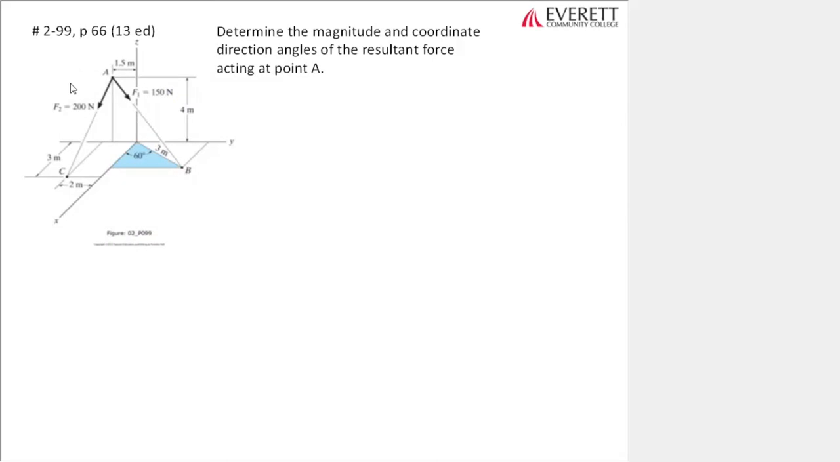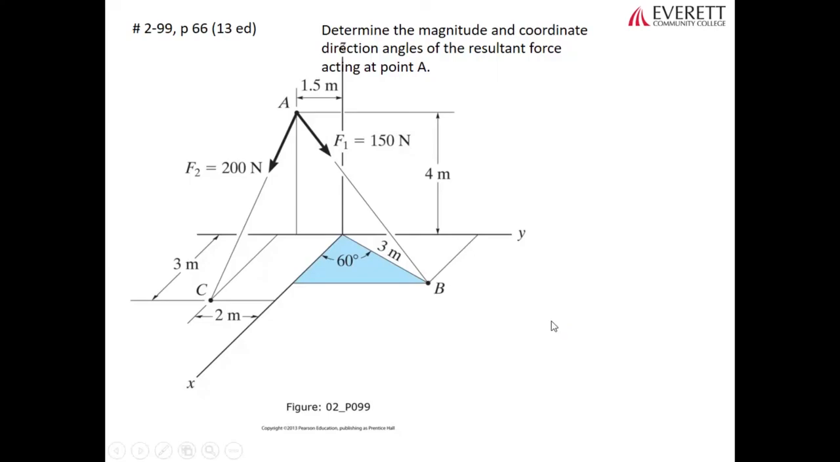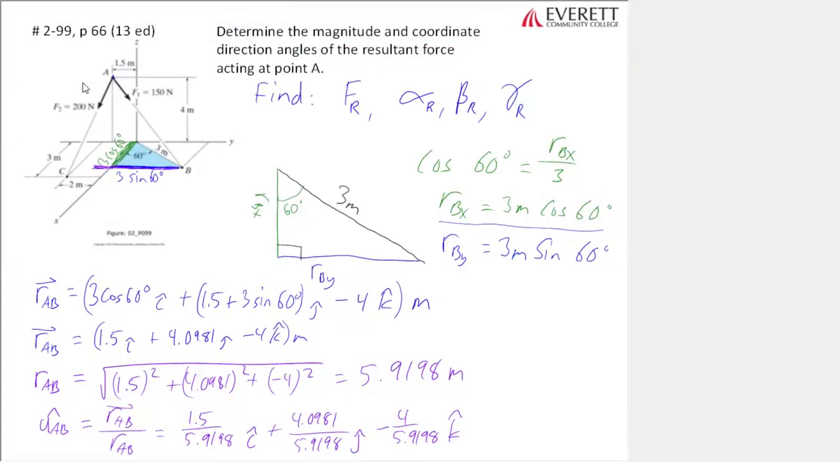Determine the magnitude and coordinate direction angles of the resultant force acting at point A. So we're supposed to find the magnitude of the resultant force, which we call FR, alpha, beta, and gamma. Okay, so on the last problems, they gave you a drawing of a plane and some angles, and that's how you're able to find the components. What does this give you? Distances and dimensions, exactly.